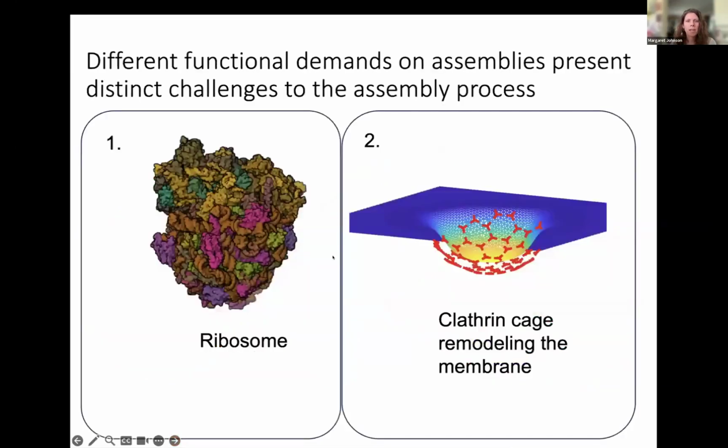Okay. And so these processes are really ubiquitous, and for part of my talk, but I think it's also a useful classification, there are different demands on self-assemblies, and that presents different challenges to how you actually assemble them. So these two classes are macromolecular, very stable structures, versus clathrin cages as two examples.